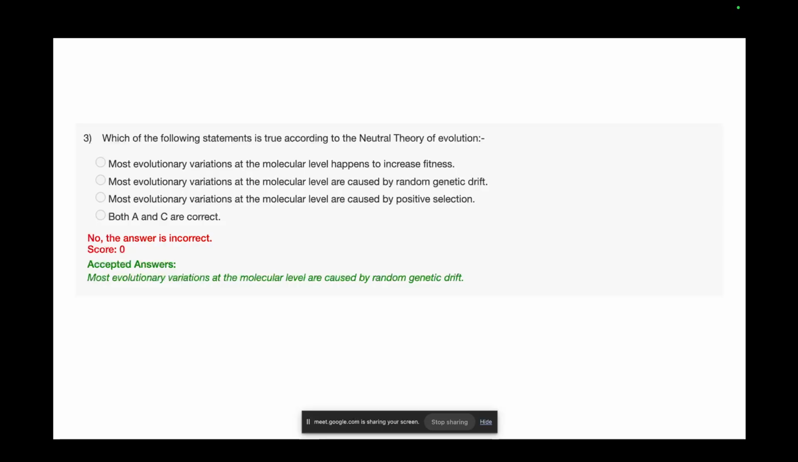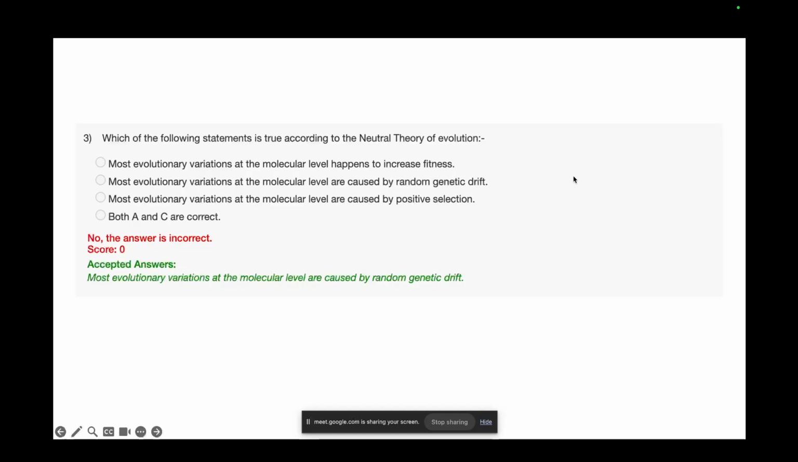The second option is actually correct. Most evolutionary variations at the molecular level are caused by random genetic drift. It is a very random process. So these are not targeted. The mutations are not targeted at all. They are random processes. But if by those random processes the mutations turn out to be good for the species, it stays in the population through positive selection. But C is also not correct because most evolutionary variations at molecular levels are caused by positive selection. That is not true. They are caused by randomly accumulating mutations. These are not caused by positive selection.